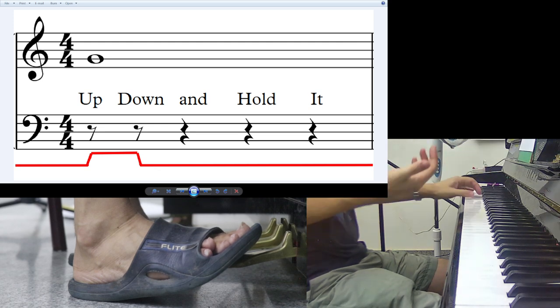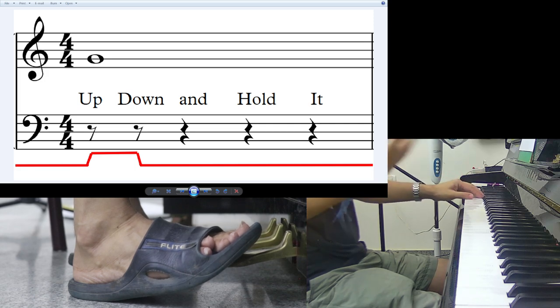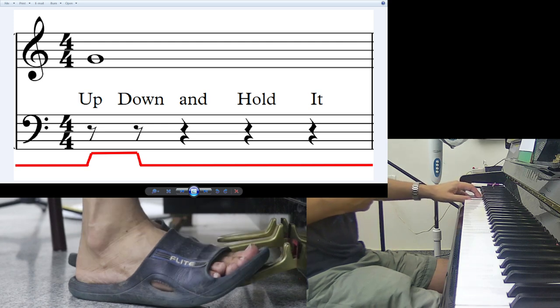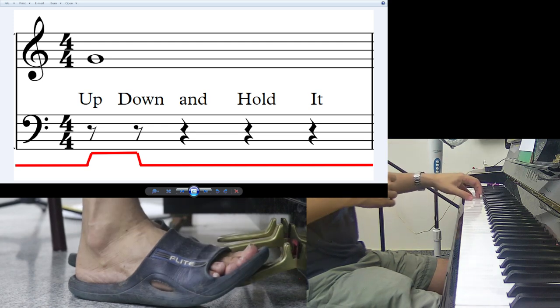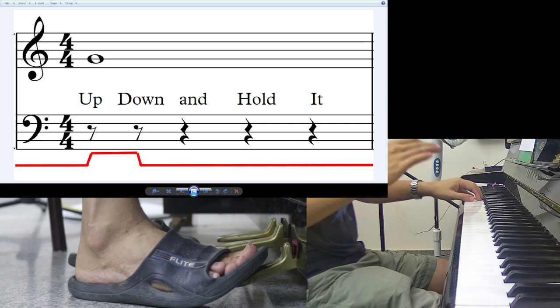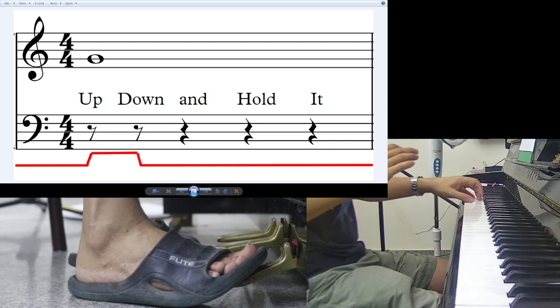So for example, an easy way is just to practice chords on the white keys. That would be like in C major, up, down, and hold it, up, down, and hold it.